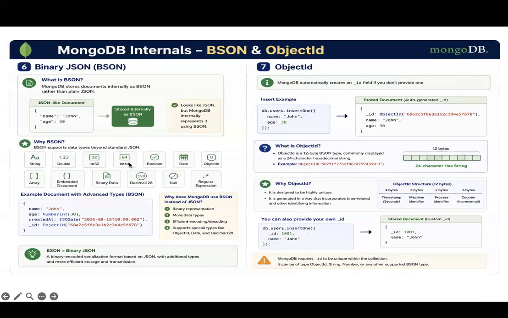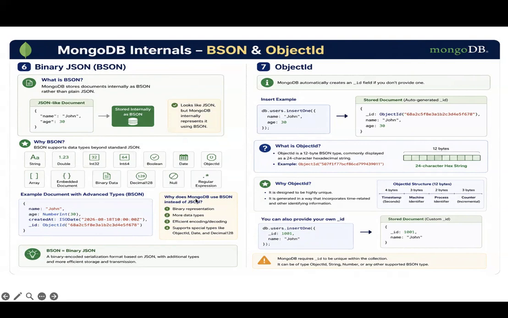The next topic: what is internal BSON and what is the ObjectId? We already saw that JSON-like documents are internally stored as BSON. What is BSON? BSON is a binary-encoded serialization format based on JSON with additional data types. The BSON data types supported are string, double, int, Boolean, date, ObjectId, which is a unique ID like _id, array, embedded document, binary data, decimal, null, and regular expression.